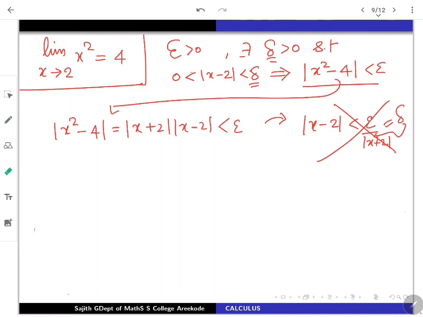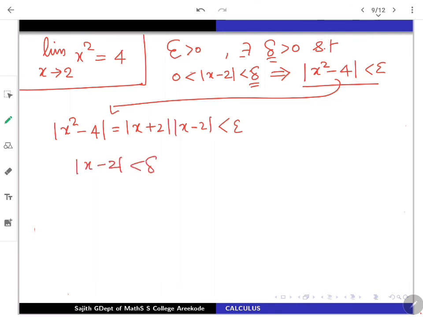So how to control our x plus 2 business then? X is varying, right? So keeping it in our mind, we have to control somehow this mod x plus 2 fellow. But we have to prefer some delta for mod x minus 2 less than delta. Whenever mod x minus 2 is strictly less than delta, this should happen. That is what you are expecting. But once you find a delta, any number smaller than that also will do. So that we will make use of. For example, a pre-assigned value.